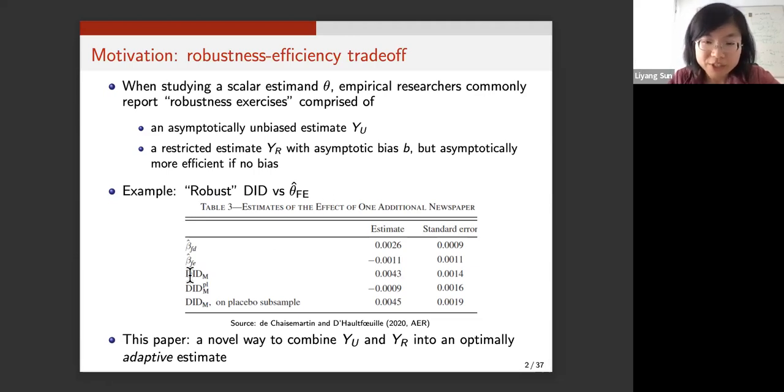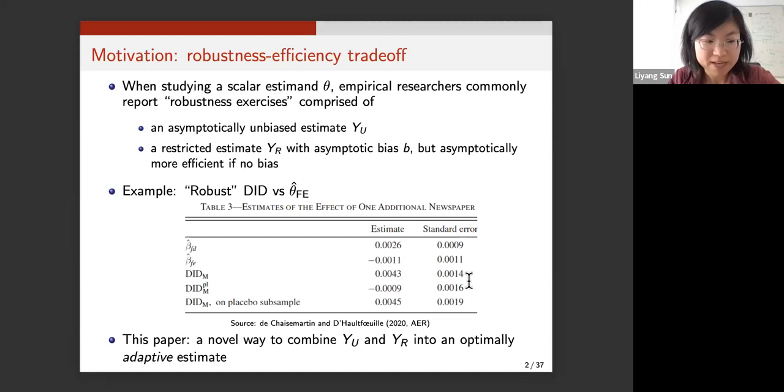But in the recent literature, there are robust estimators proposed to replace this restricted estimator. Those would correspond to the YU in our setting. And here I show you a table from Xavier and Clement's 2020 paper where they report both the original two-way fixed effects estimates for the particular target parameter in this case, as well as the estimate based on the robust estimators.